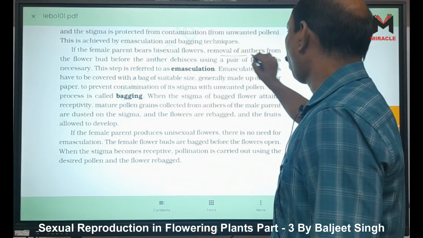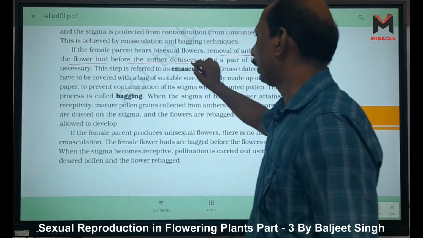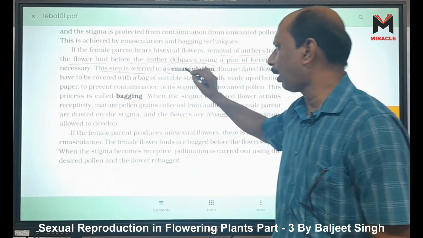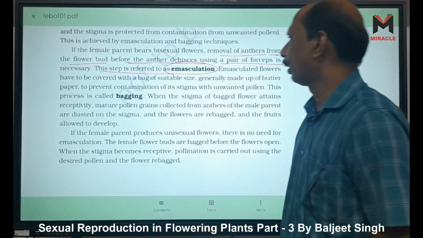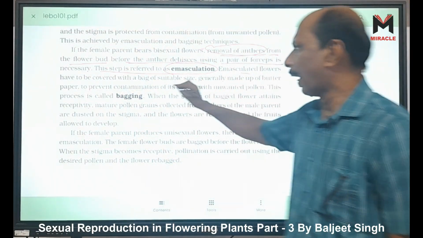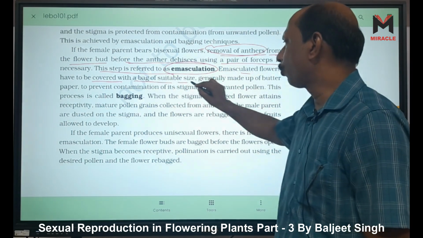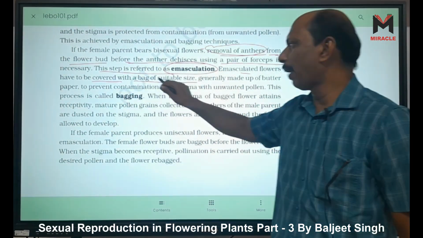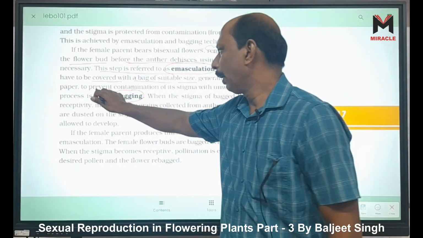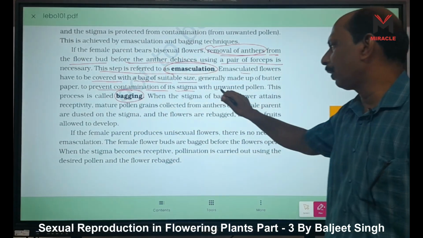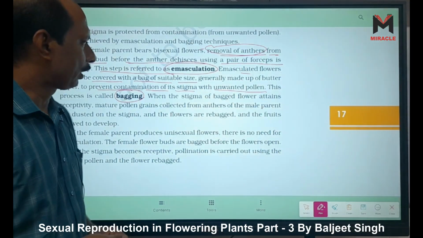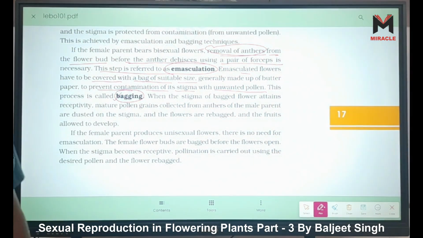Bear bisexual flower, removal of anther from the flower bud before the anther dehisces using a pair of forceps. This step is called emasculation. Emasculation means what? Removal of anther, right? Emasculation means removal of anther from bisexual flower. Emasculated flowers have to be covered with a bag of suitable size, right? So covering with a bag of suitable size is called bagging. Why is it important? To prevent contamination of its stigma with unwanted pollen, so that unwanted pollens never reach the stigma. That's why bagging is important, right?